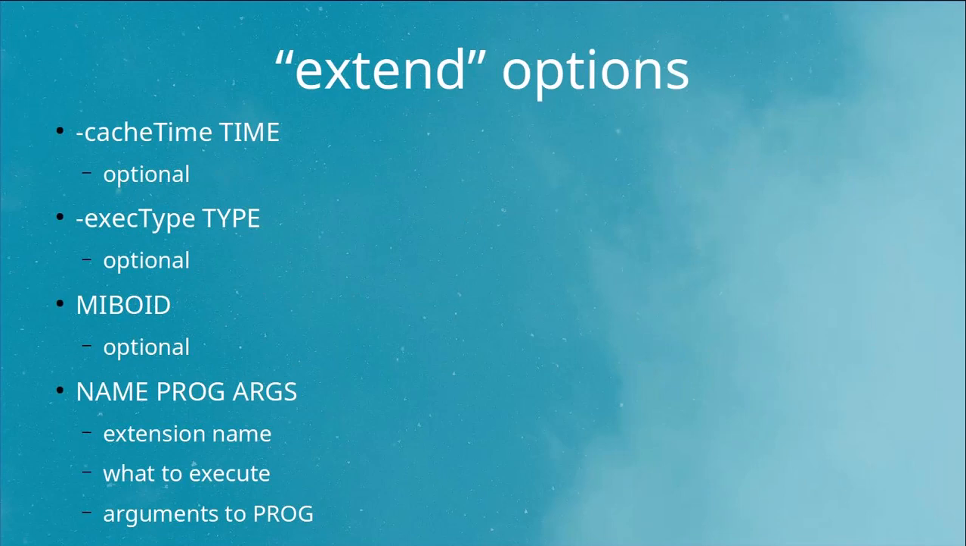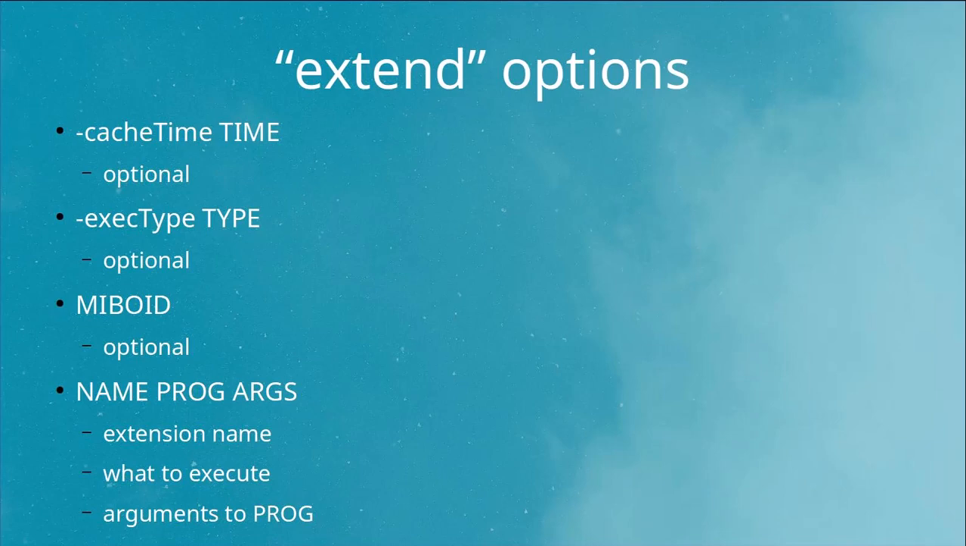The extend directive takes a number of arguments. The cache type is used to cache the result of the execution for time seconds. This can be helpful if the extension is repeatedly used in a brief period of time. This is optional. A specific shell can be designated in which to execute the extension. This is optional. The MIB OID is optional and moves the root of the output tables.